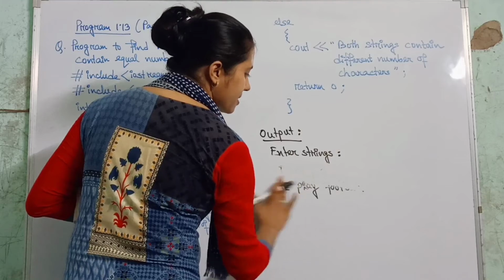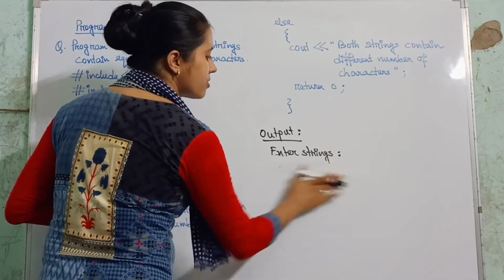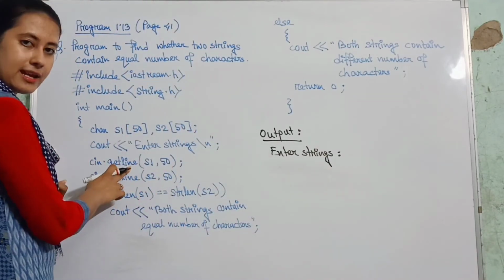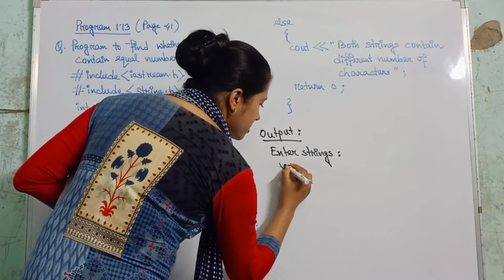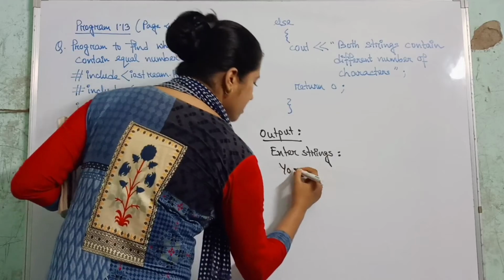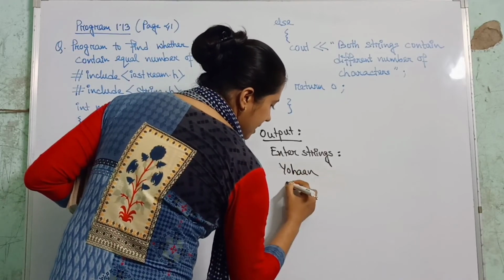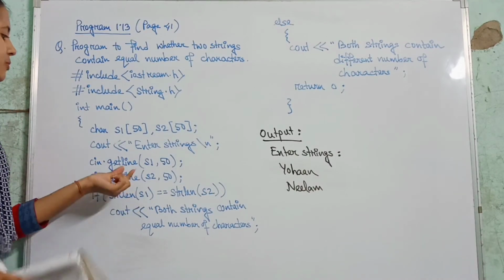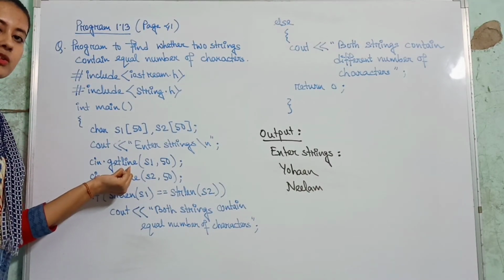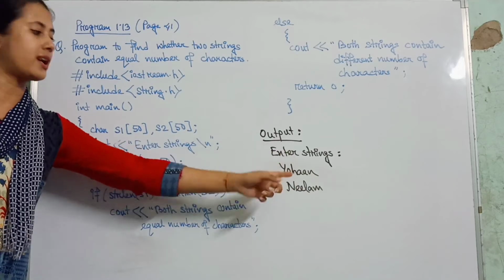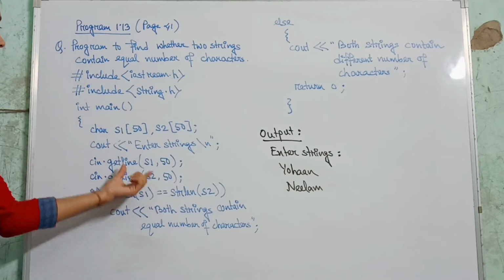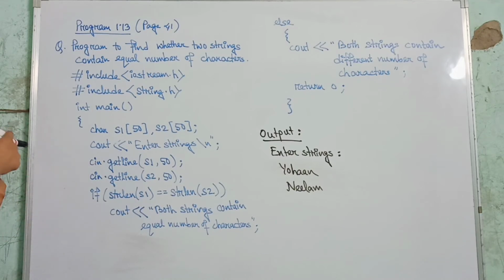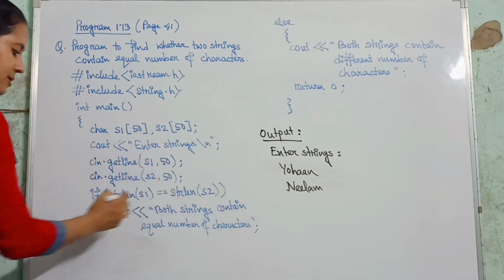So let us take the earlier example. This I have written only for your convenience so that you can understand why we are using getline. If the values are Johan and Neelam, then instead of getline you can put only the get function or only cin. This will also be correct because these do not have any blank spaces. Now we have taken both inputs.